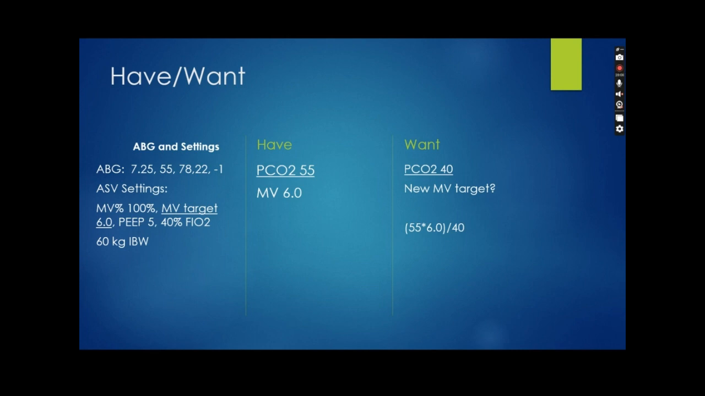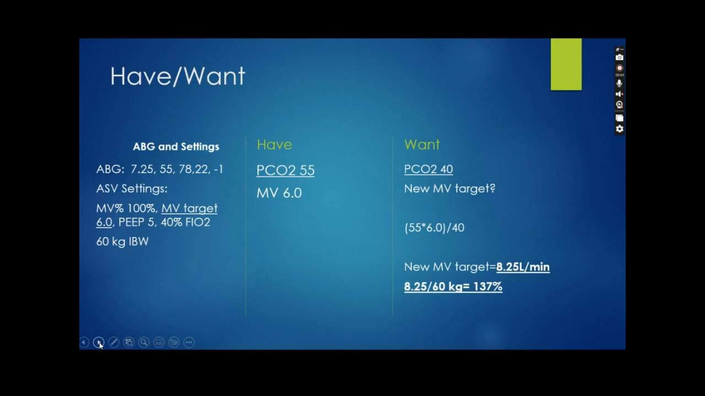So I have a PCO2 of 55 and a minute volume target of 6, and let's say I want a PCO2 level of 40. Let's shoot for perfect. So what is my new minute volume target going to be? I'm going to multiply my PCO2 by my minute volume target, and I'm going to divide that by what I want, which is a PCO2 of 40. So therefore my new target minute volume is going to be 8.25 liters per minute.